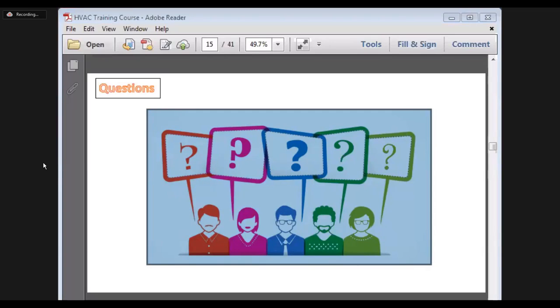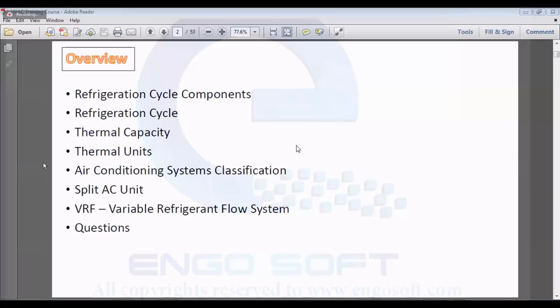Do you see the slide? Sorry? Do you see the slide now? Yeah. Refrigeration cycle components, right? Yeah. Okay, so from here we will begin the physics behind the HVAC industry. And that is the intent of the course, right?